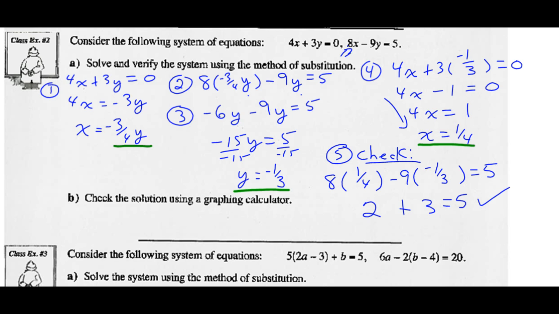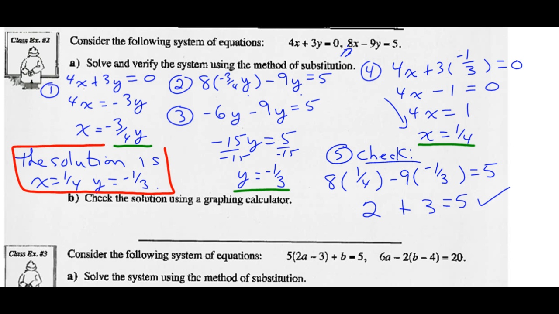Once I've done my check, I can say the solution is x is 1/4, y is negative 1/3. You can't write that solution set until you've done your verification. All right?